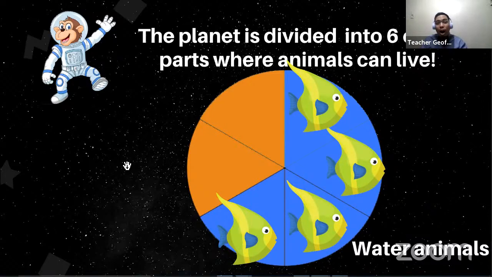I'm giving you a clue. It's something over 6. That is the fraction. Can you count how many fishes are there? Then you can just clap so I can call you for participation. Fishes or water animals make up for what part of the planet? Anyone? Okay, hi Jillian, can you tell me what part of the planet is composed of water animals? 4/6. That's right, Jillian. They actually are composed of 4/6 of the planet.